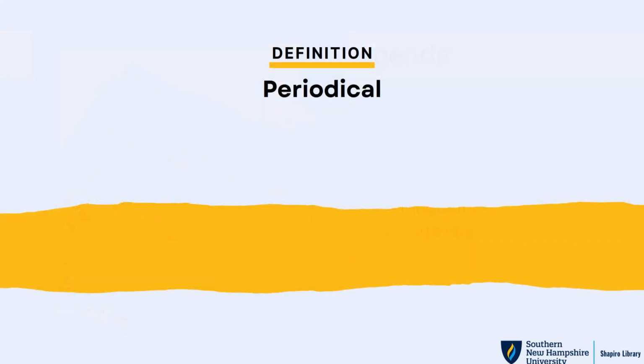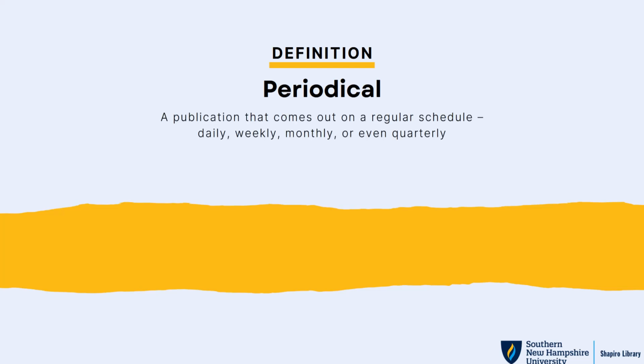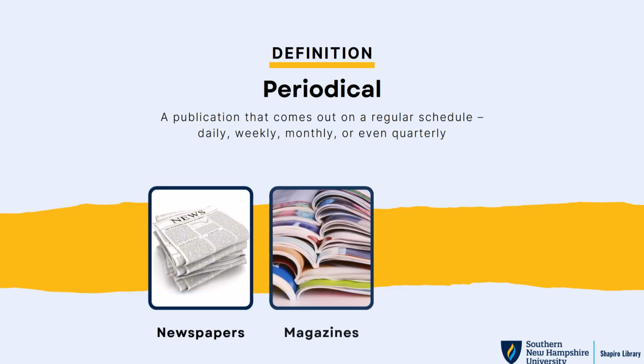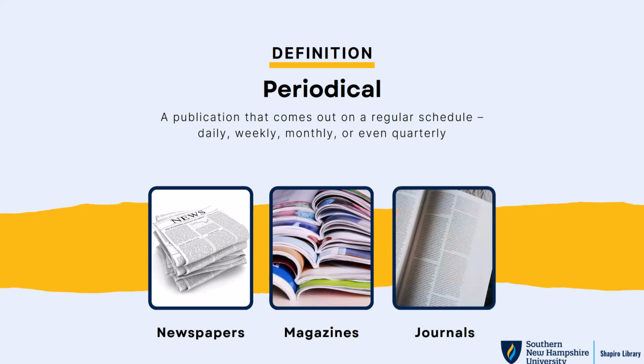What is a periodical? Simply put, a periodical is a publication that comes out on a regular or periodical schedule: daily, weekly, monthly, or even quarterly. There are three main types of periodicals you will see in your research: newspapers, magazines, and journals. Let's look at what makes each type different and when you might use each one.